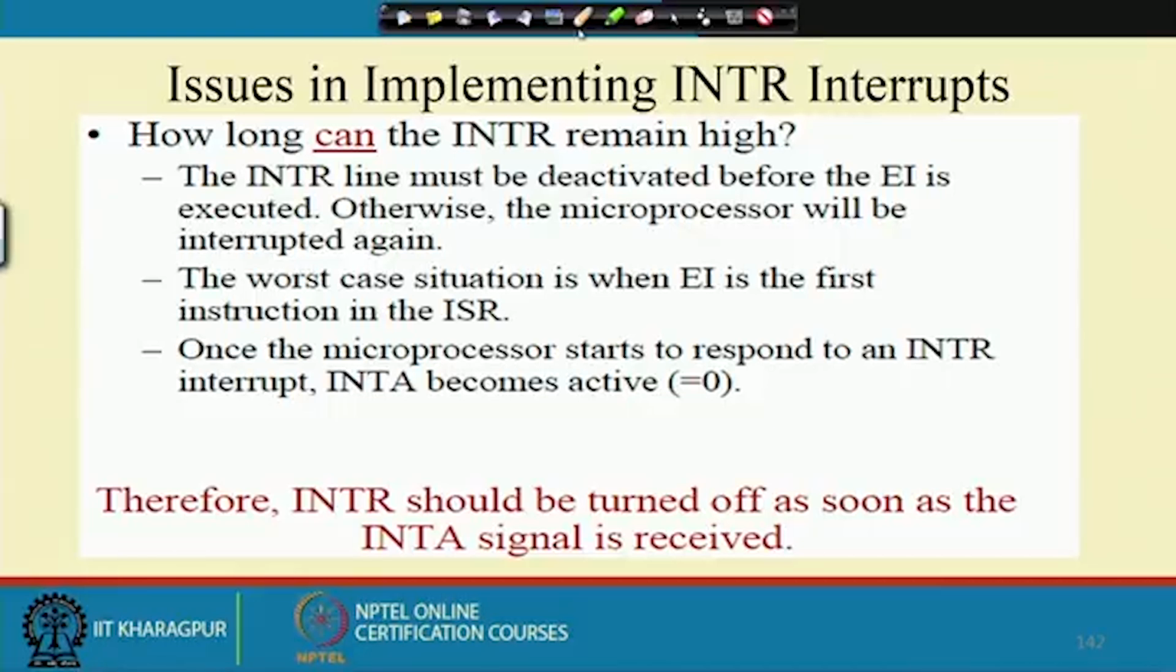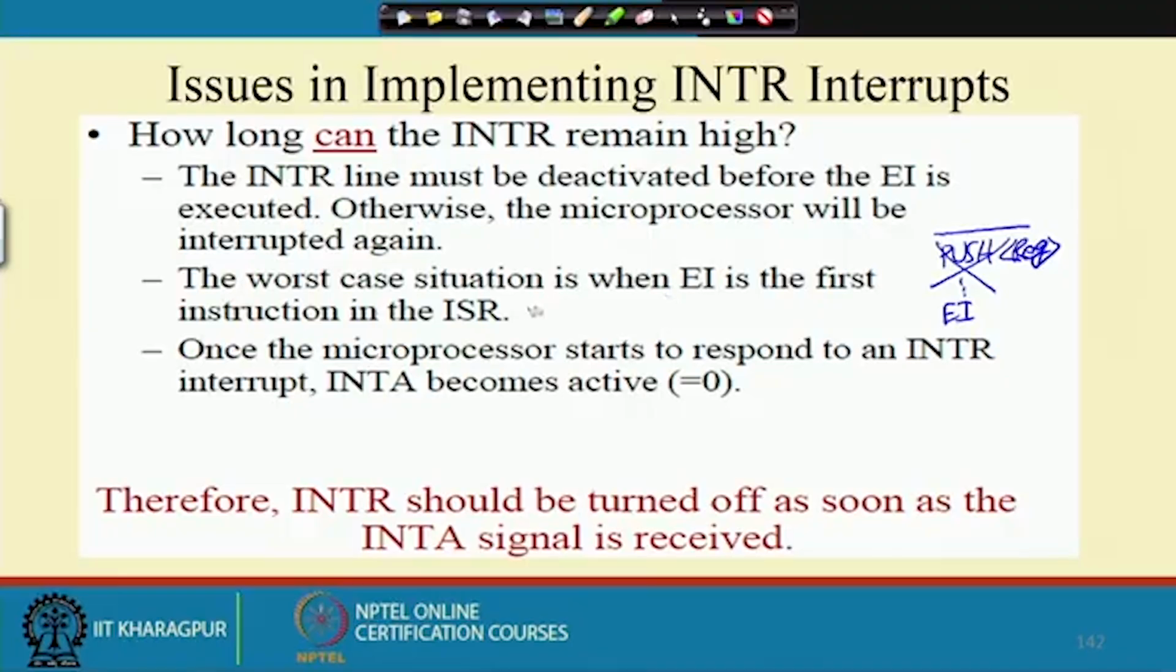In any ISR code, normally at the beginning, we first push the registers that the ISR will be using, and after that we put the EI instruction. If somebody does not need the register values, then this part is absent, and EI becomes the first instruction in the interrupt service routine. When EI is executed, all the interrupts get enabled again.